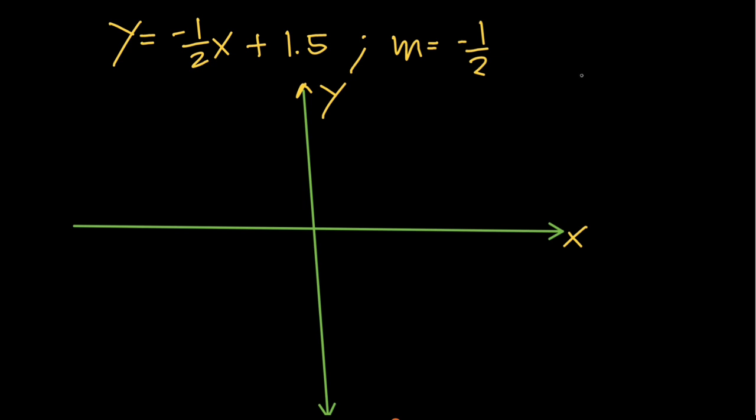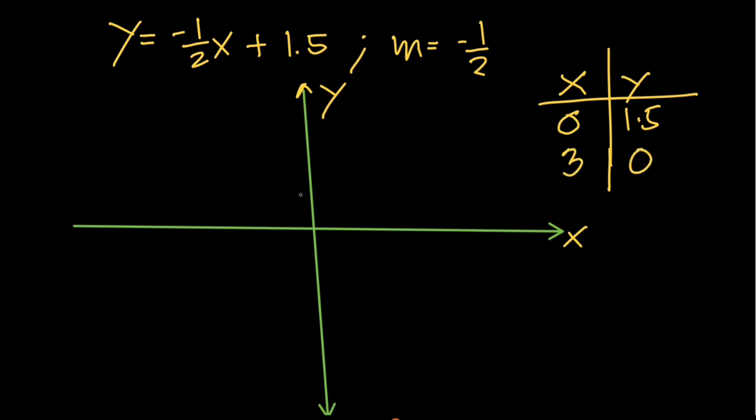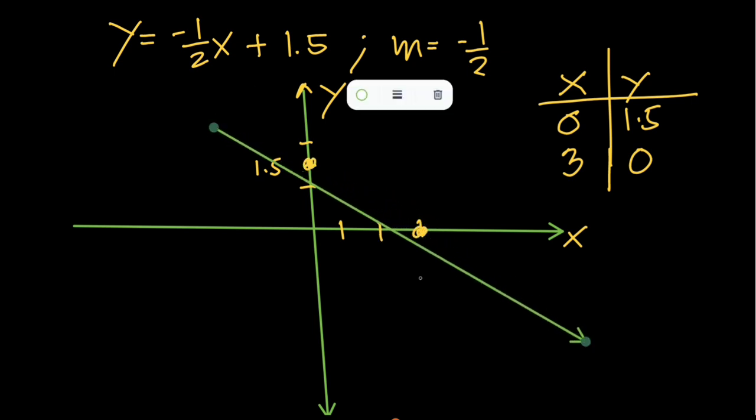You can graph this by assigning values for your x, or you can graph it based on your slope. So when x is 0, y is 1.5. Let's just say your x is 3, so y will be 0. So this is 1, 2, so 1.5 is here. When x is 3, 1, 2, 3. Okay, so your graph would look like this.